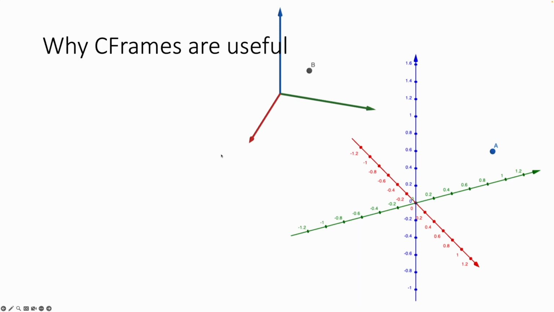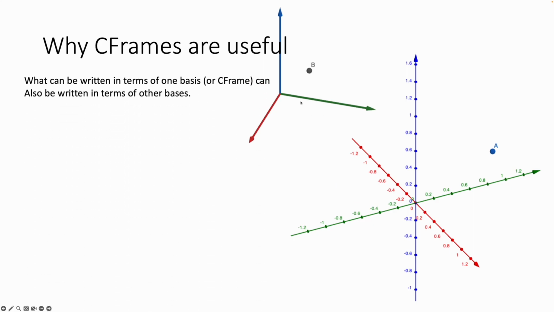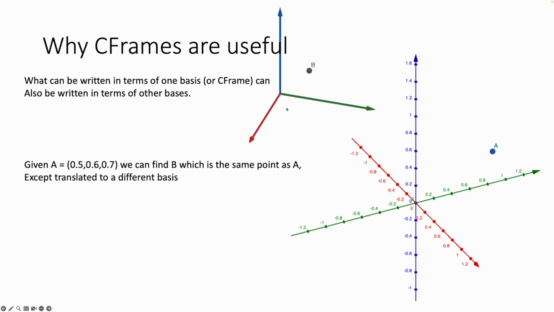The most useful fact about the C-frame is we can convert normal directions in the 3D plane and translate them to different coordinates and different bases. What can be written in terms of one basis or C-frame can also be written in terms of other bases. So for example, if our character is placed here, right now its position is just a bunch of numbers. And likewise with its look, its up, and its right vector. But given A, which is the same as defined on the last slide, we can find B, which is the same point A, except translated into our new C-frame or basis. This point becomes useful in the next step of building our game.